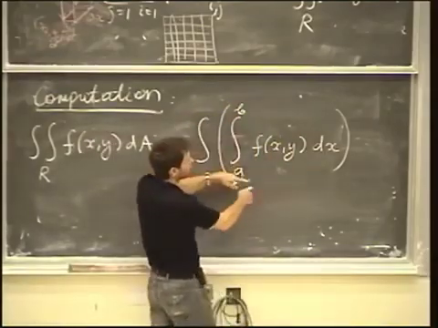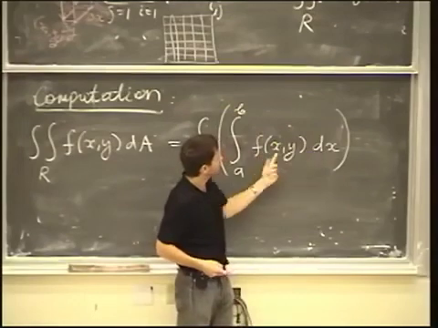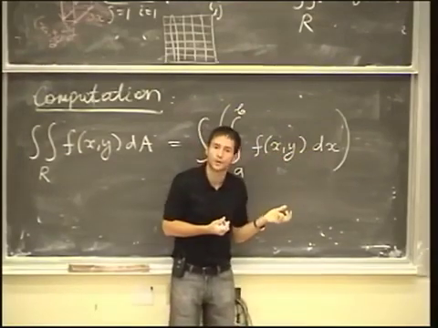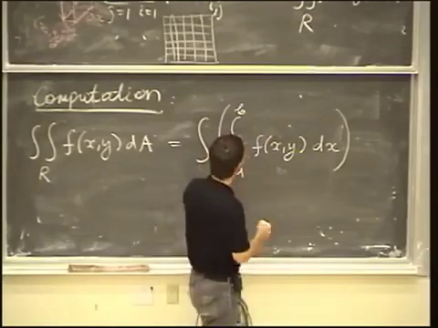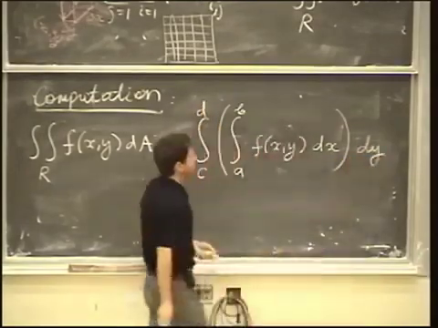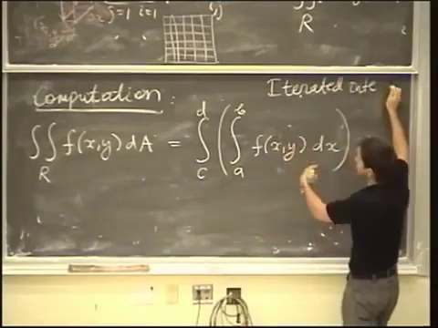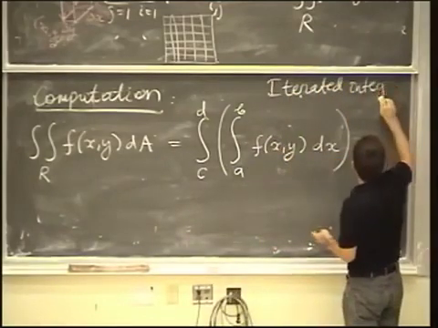And as a result, you will get a function depending on y, because think of this as a family of integrals depending on y. So you have integrated out x, but y still remains as a parameter. So the resulting object is a function of y. And then you just integrate the function of y from c to d dy. So that's called an iterated integral, because you iterate the procedure of taking antiderivative or doing a one-dimensional integral.